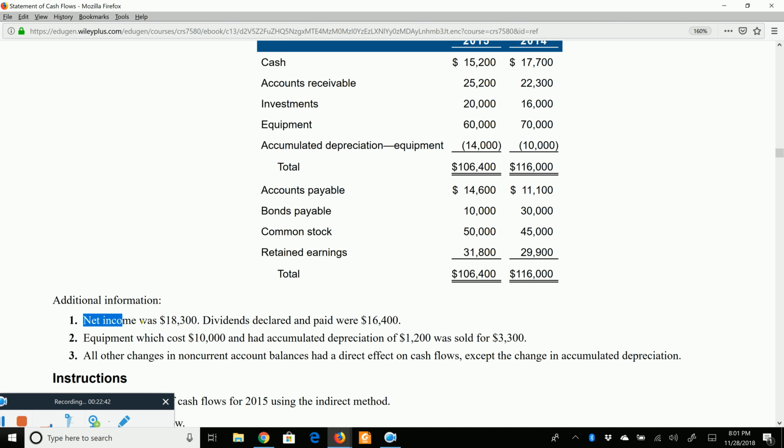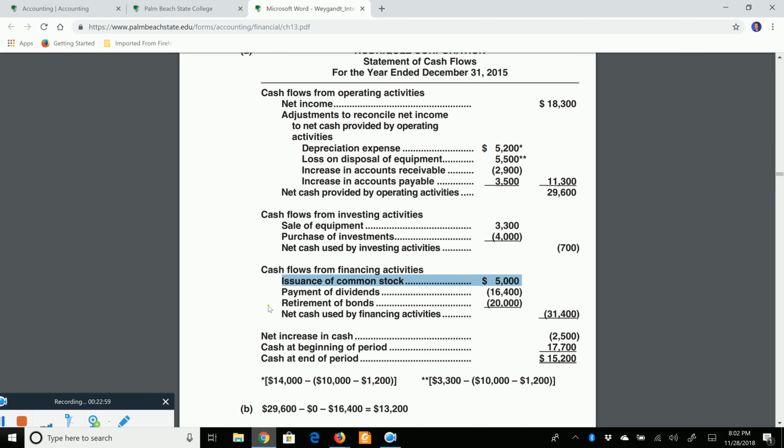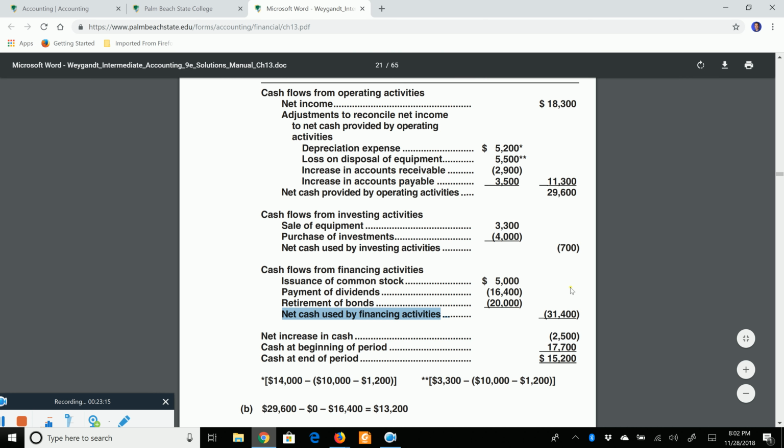Well, we already took into consideration the net income when we put together the operating activity section. But in the financing activity section, we are interested in this dividend payment of $16,400. That is going to be a cash outflow. We're actually paying dividends. And so when we add up our three financing activities, it is a large negative number. Net cash not provided by, but net cash used by financing activities.